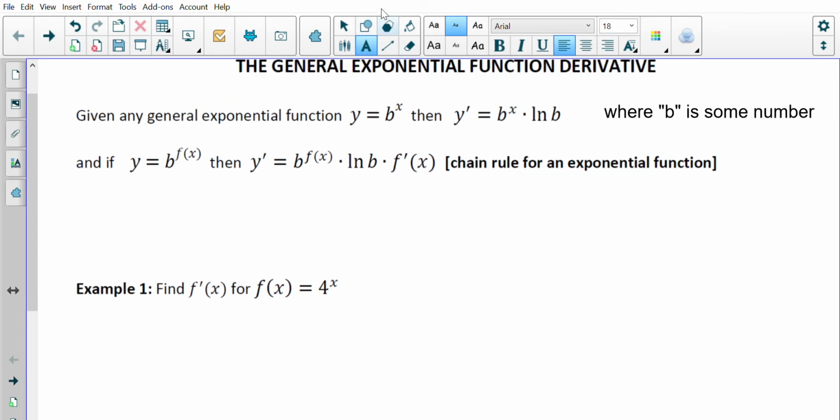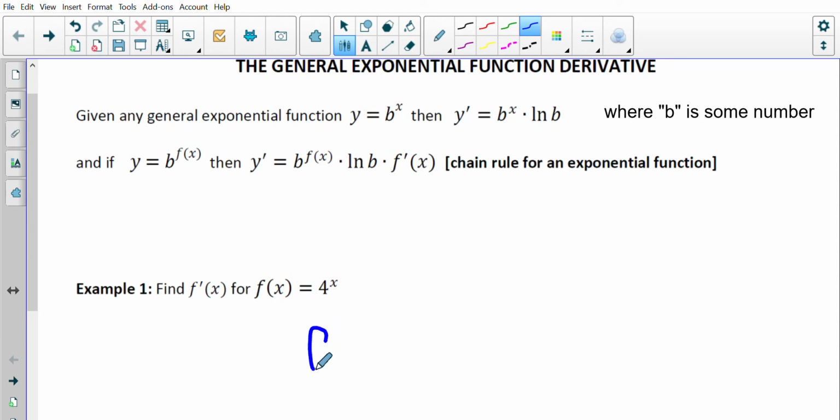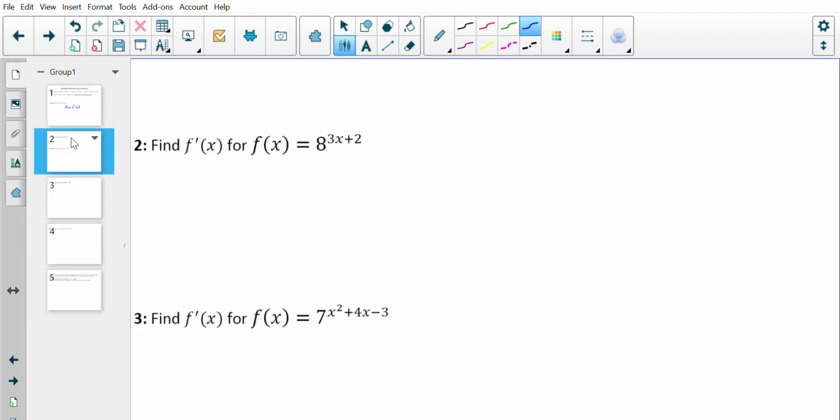All right, so on that note, for example, it says find f prime of x for f of x is equal to 4 to the power of x. So this is basically the simplest one we can come up with, to be honest with you. And so we have our derivative, f prime of x, and that's going to equal 4 to the power of x. So again, our b value here, our number, is 4. And then we just go times ln 4. And there we go. Now most of your calculators, you can actually figure out ln 4. Most calculators do have that on there.